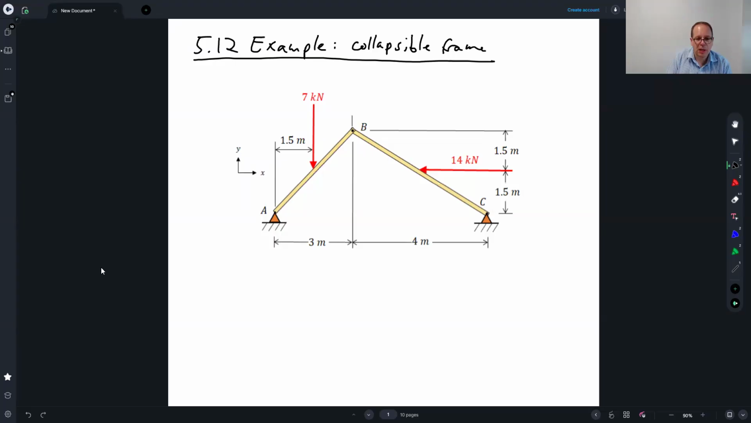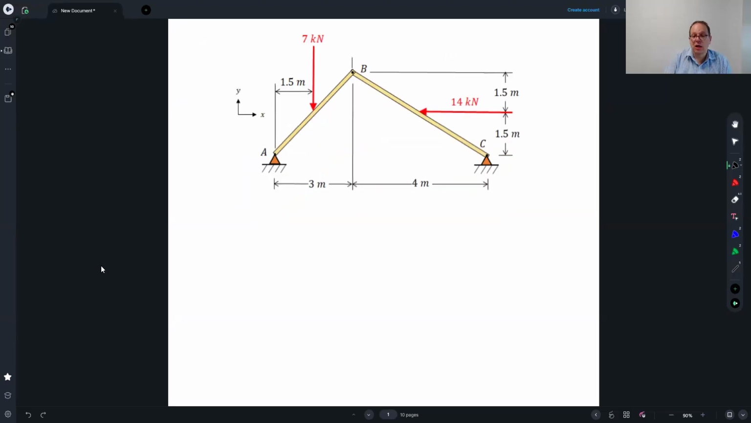So here's our example, the same as what we looked at already. We have two members, A to B and B to C. We have two supports, one at A, one at C. Both of those are hinges, and then we have two loads acting on it. We now want to know what the support reactions are and what the forces inside of these pins are. And so we found that we can create three different free body diagrams here. We can take one for the entire system, and then we can take partial ones. So let's just draw those three free body diagrams.